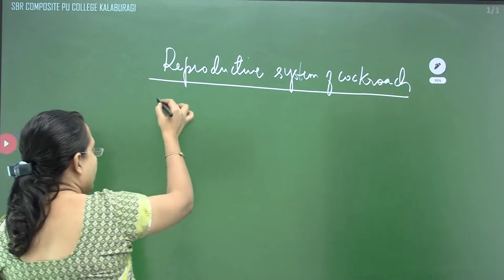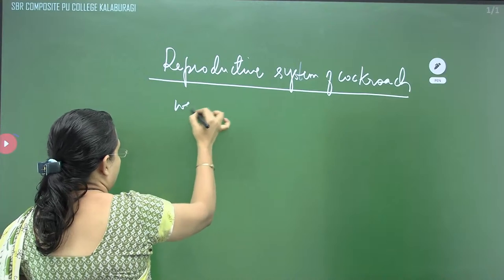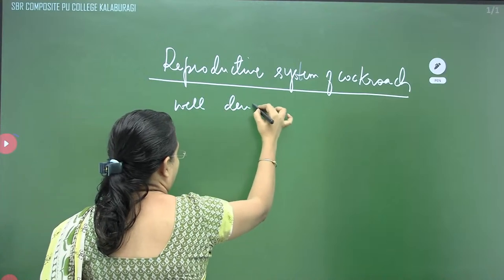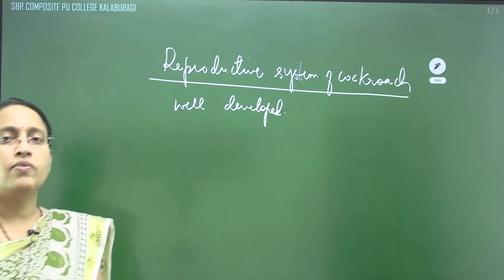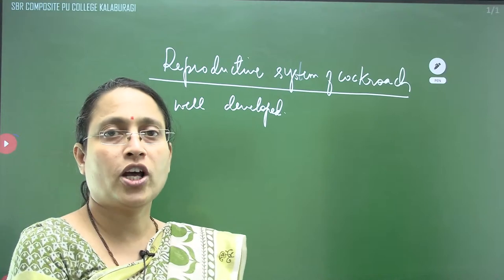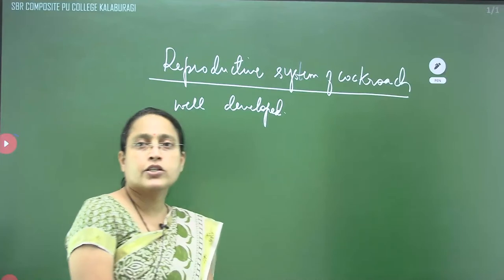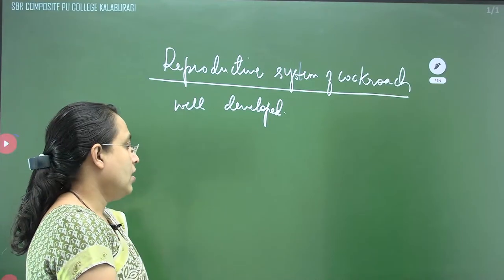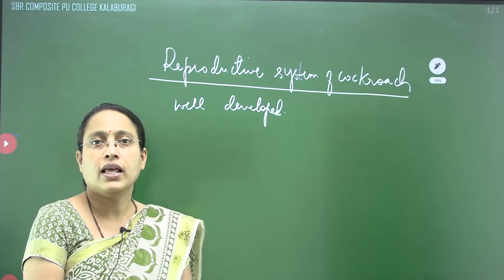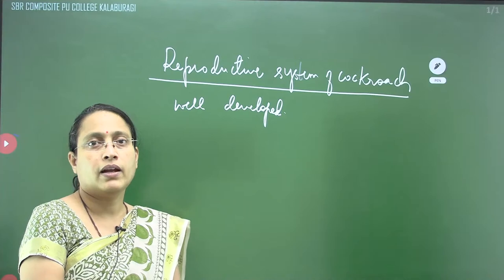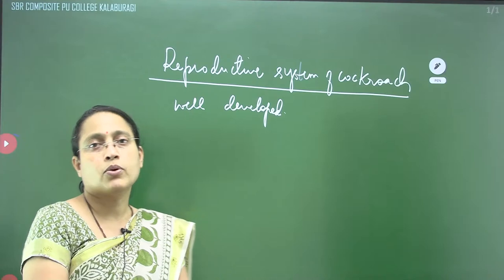So cockroach has a well-developed reproductive system. Now coming to the male reproductive system and the female reproductive system. And of course, when it comes to the abdomen, the reproductive system is towards the posterior part.